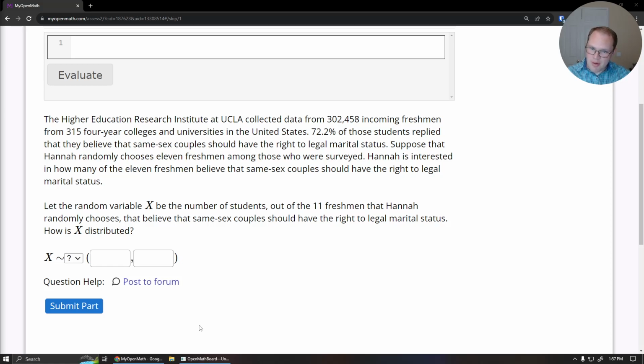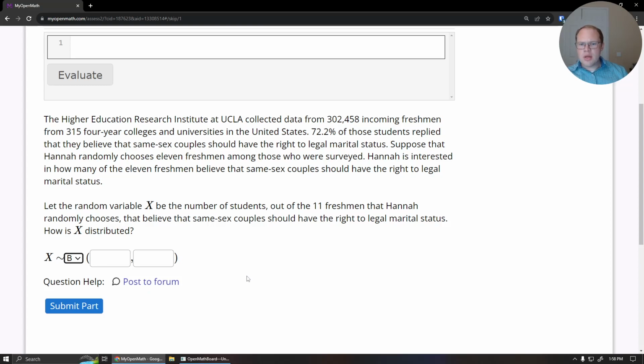Hannah is interested in how many of the 11 freshmen believe that same-sex couples should have the right to legal marital status. Let the random variable x be the number of students out of the 11 freshmen that Hannah randomly chooses that believe that same-sex couples should have the right to legal marital status. How is x distributed? So we're going to start by looking at what distribution we're dealing with here. Now this is a binomial distribution, so we're going to go down here to the b. X is a binomial distribution.